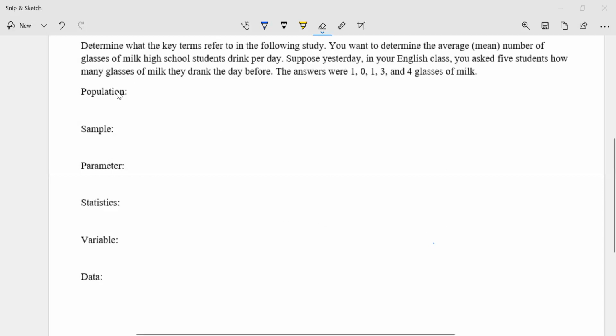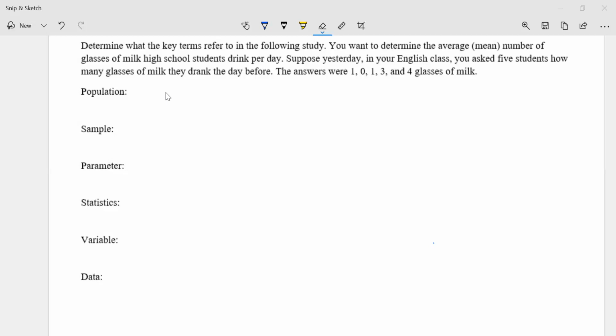Well, let's take a look at population. So I want to know who. My population is everybody. Who am I studying? So I would just say high school students in the US, because I want to know how many glasses of milk high school students drink per day. So who am I studying? The overall picture. What's the group called that I'm studying? In this case, for population, I will say high school students in the United States.